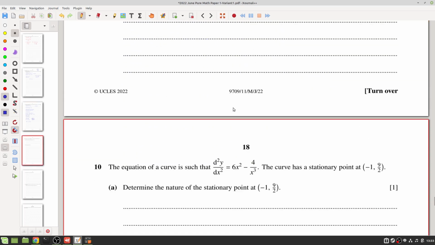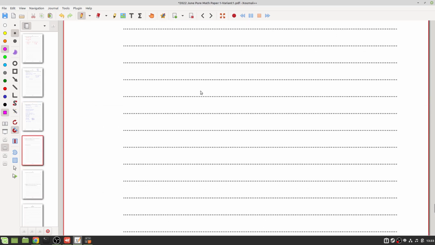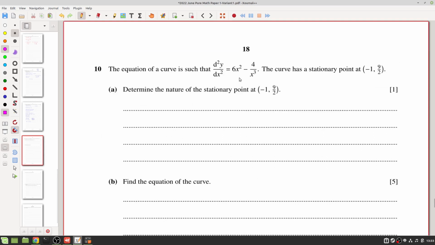All right. Next question. Okay, the equation of a curve is such that the second derivative equals this, and the curve has a stationary point here. Determine the nature of the stationary point. To find the nature, we want to determine if it's a maximum or a minimum value. So we substitute this x value of the stationary point into this second derivative.